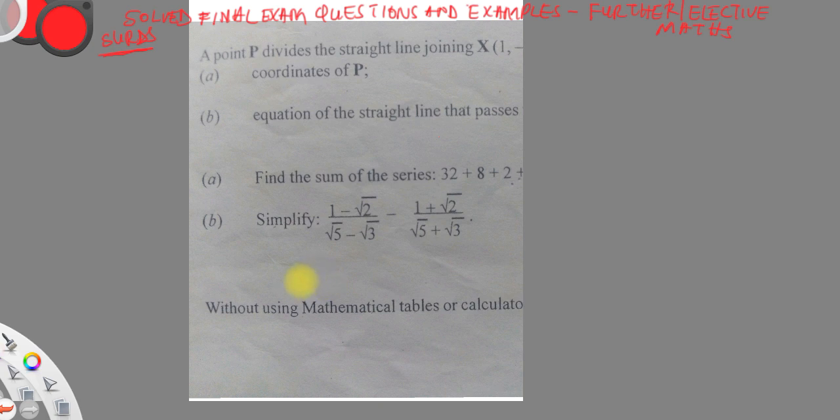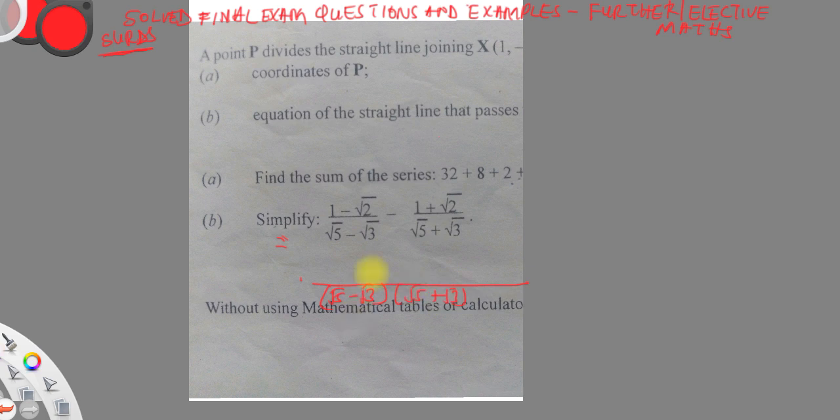So we find the LCM. What will be the LCM? The LCM is the product of the conjugates, which is square root of 5 minus square root of 3, times square root of 5 plus square root of 3.